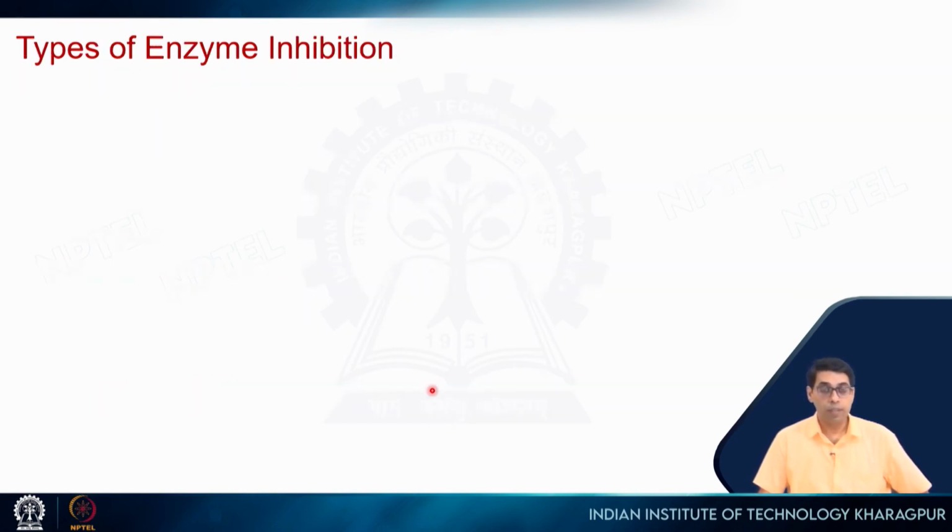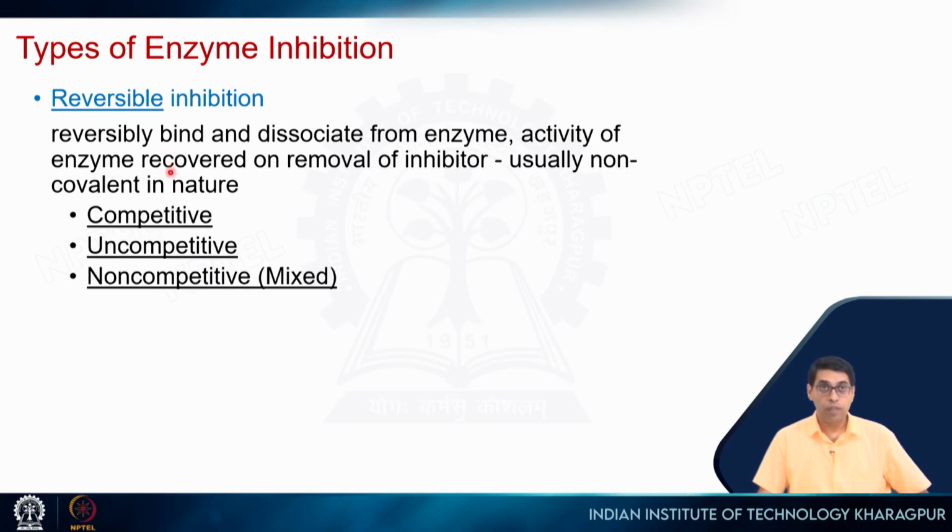Now, what are the types of inhibition? There are two types of inhibition. The first one is called reversible inhibition, which means that the inhibitor is not binding the enzyme with a covalent bond. So, the interaction is reversible. We can increase the substrate concentration and maybe remove the inhibition, but this is not always true. There are three types of inhibitors: competitive, uncompetitive, and non-competitive or mixed inhibition. In all of these cases, the inhibitor can diffuse out of the enzyme. Wherever it binds, it can also diffuse out.